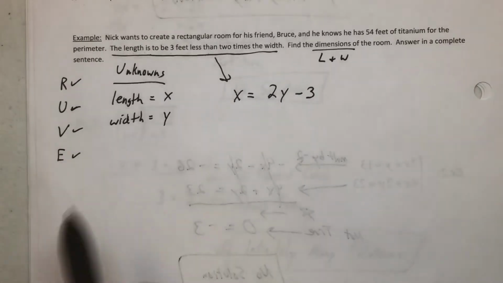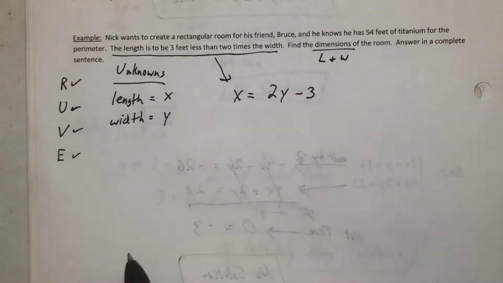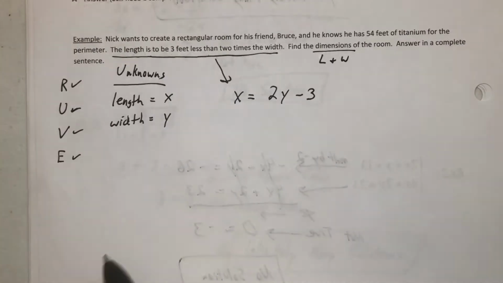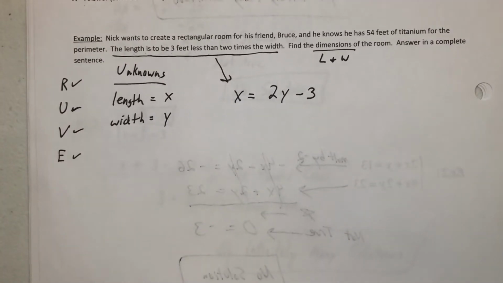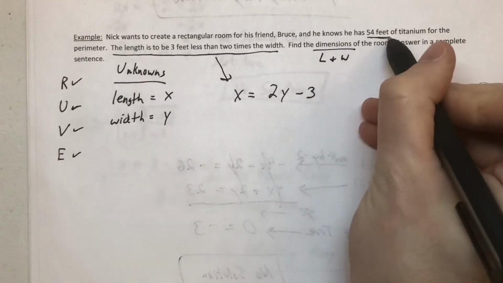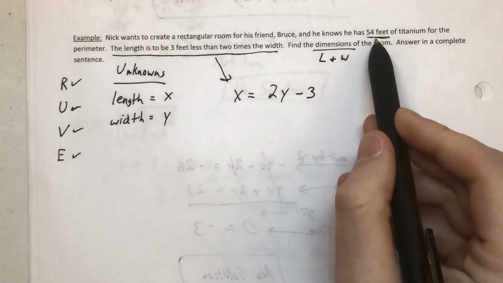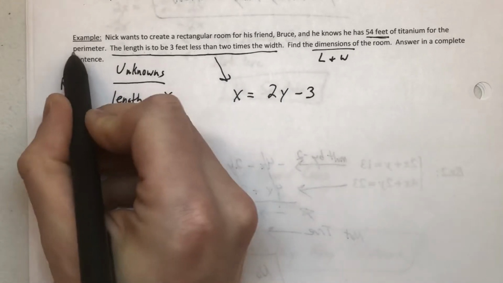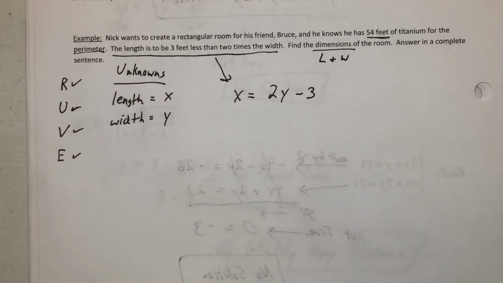Now, we need a second equation. With 2 variables, you have to get 2 equations. So there is one of them. Now, the other one will come from the piece of information we haven't used yet, which was up here, that we have 54 feet of titanium for the perimeter. So they even tell us. And so we just need to remember our perimeter formula.